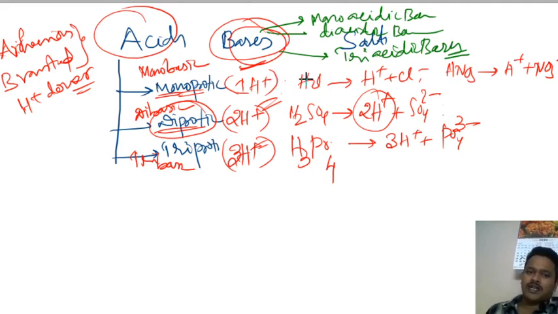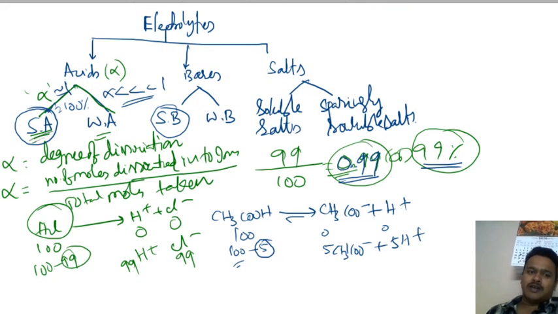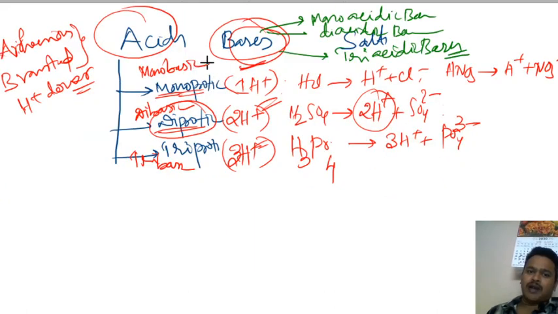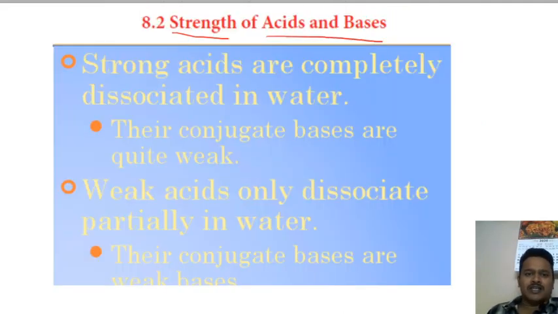Now what we studied: we discussed acids and bases, when they are called strong acids and when they are called weak acids, based on the alpha value. After that, based on the number of protons, how can you classify? These are all about acids and bases. Now we will go for our lecture, strength of acids and bases.